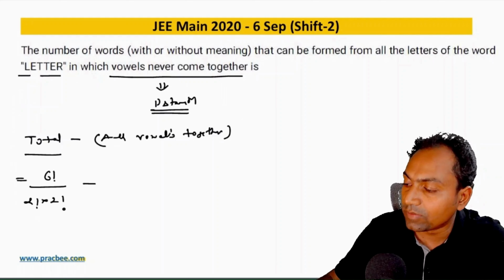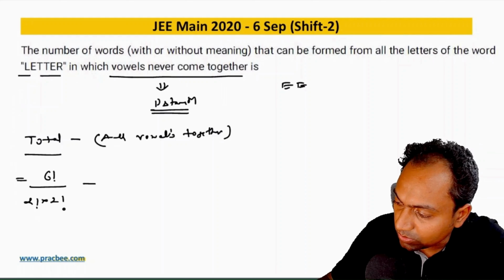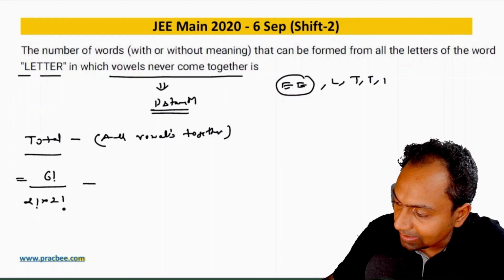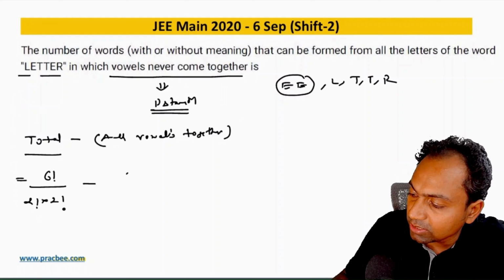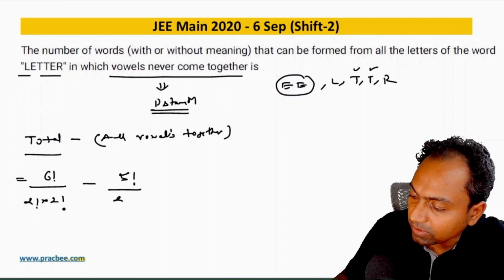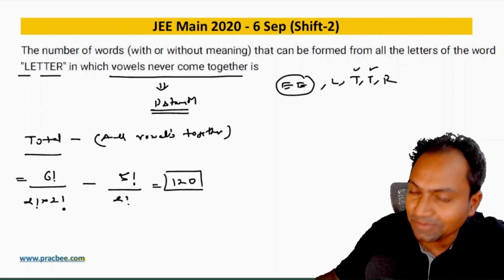Now when all vowels are together, we are going to take these 2 E's and group them together. Then we have the group, L, T, T, R. So total arrangements would be 5 factorial. And since 2 T's are the same, divide by 2 factorial. If I simplify this, I get 120. That is the answer.